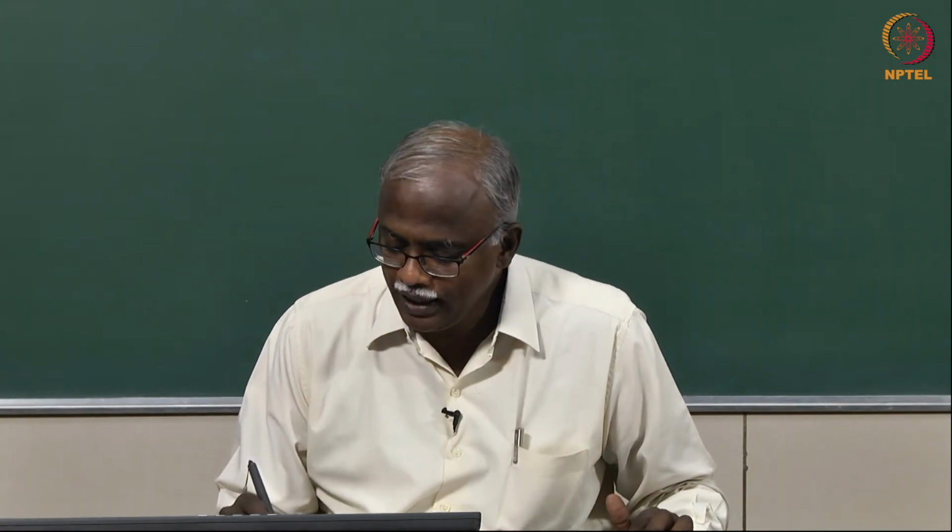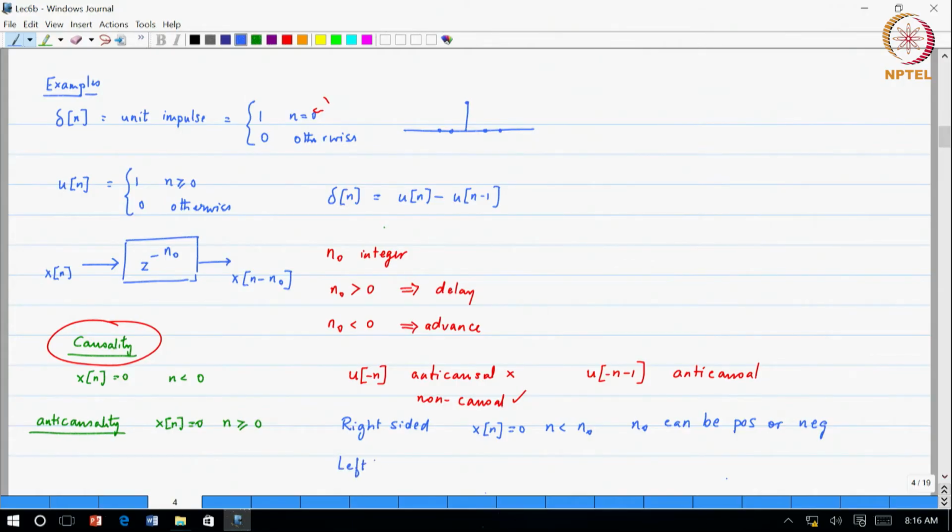So, a left-sided sequence would be something that is 0 for n greater than n naught. Again, n naught can be positive or negative.